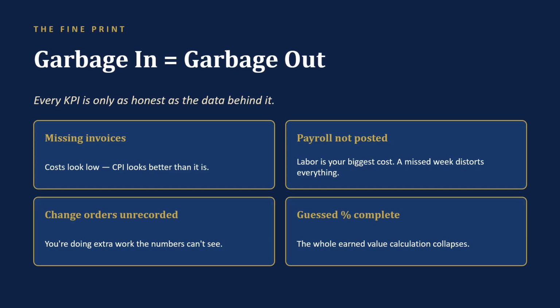Now the fine print. And this part is aimed straight at the accounting team because it's where we earn our keep. Every KPI is only as honest as the data behind it. Garbage in, garbage out. 4 things quietly poison the numbers.